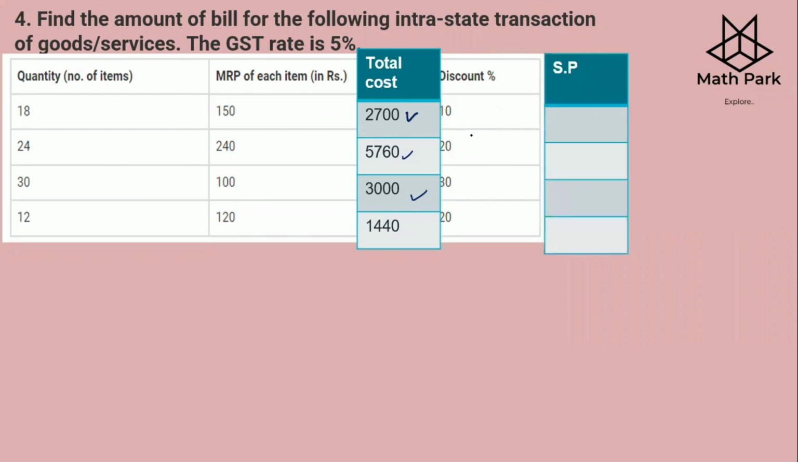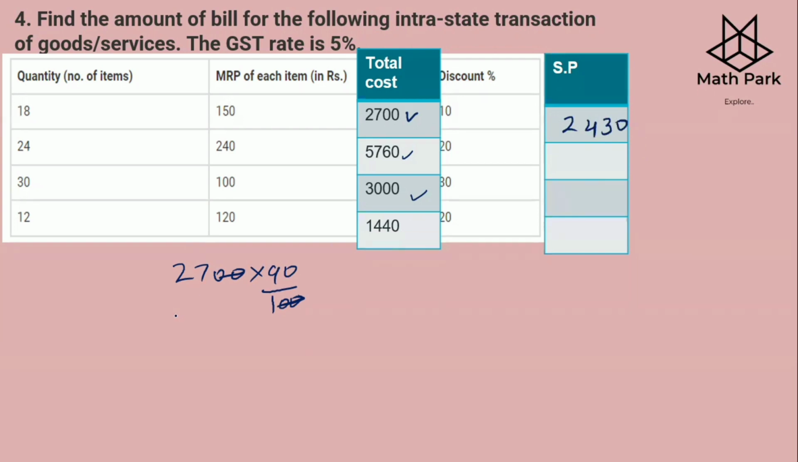Now let us find the selling price. The discount is given as 10%. For the first item, 10% discount, so 2,700 into 90%, 90 by 100. So this becomes 27 times 90. 7 9s are 63, so 3 carry 6. You get rupees 2,430 as the selling price for the first item.